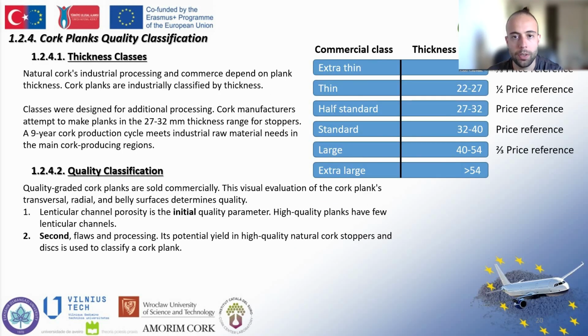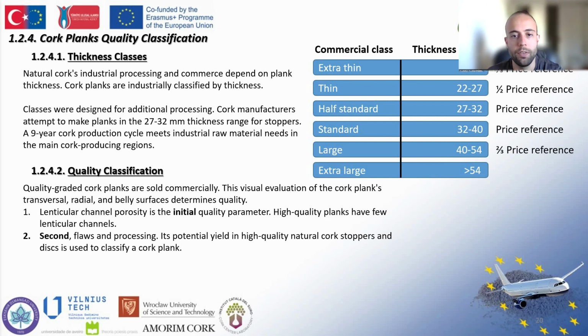The industrial processing and commerce of natural cork depends on plank thickness, which is classified by classes for additional processing. The ideal thickness for stoppers is between 27 to 32 millimeters, and a 9-year cork production cycle meets industrial needs in the main producing regions.